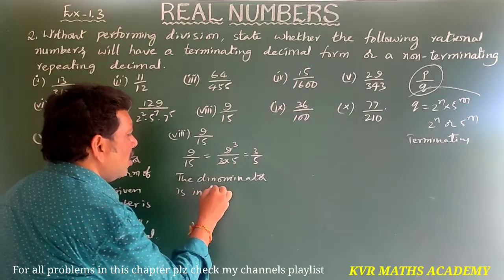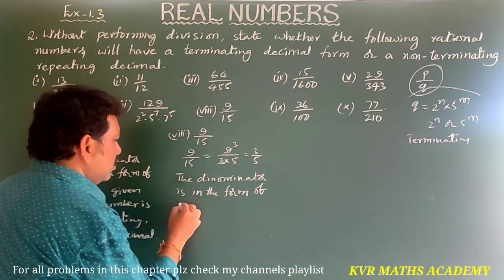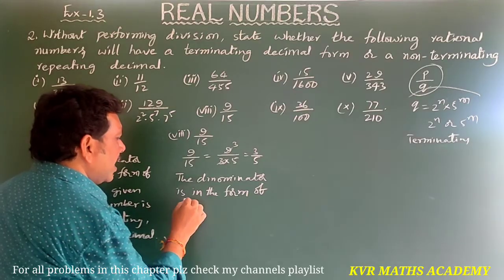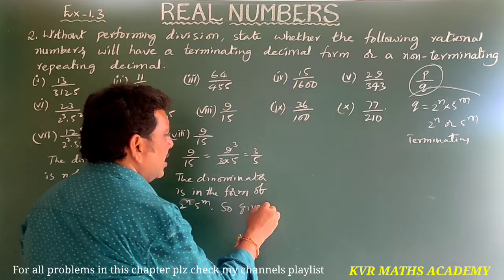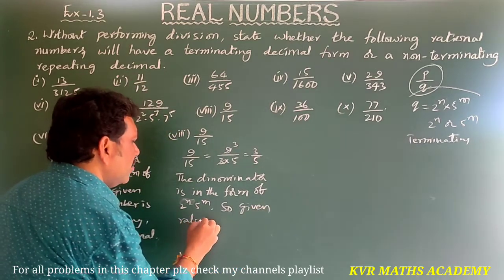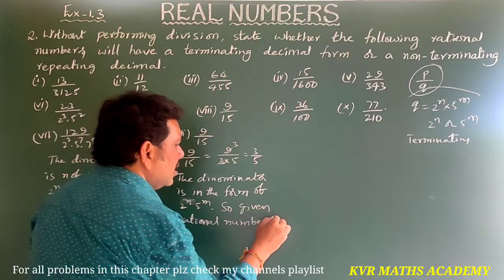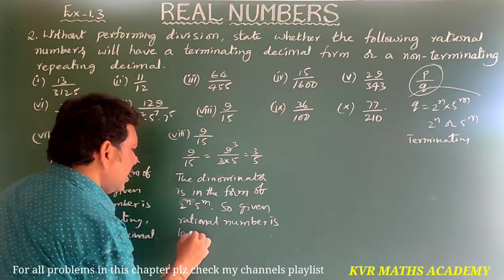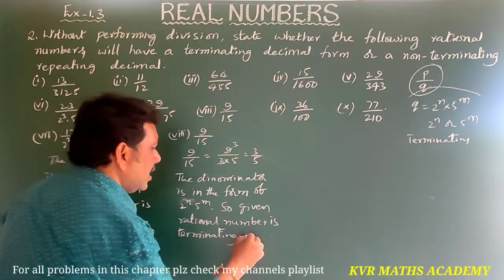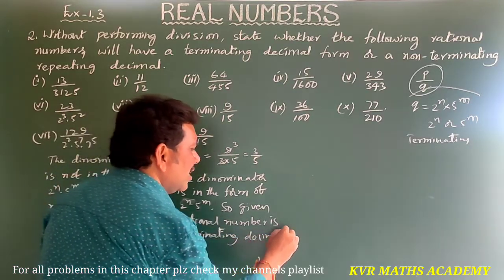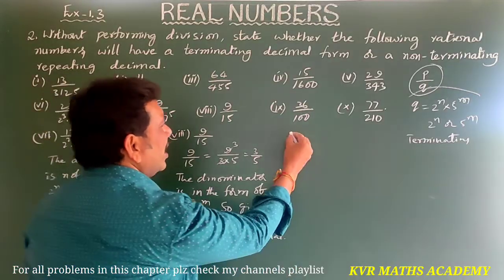The denominator is in the form of 2 power m into 2 power n into 5 power m. So given rational number is terminating decimal. Understood clearly? Yes.